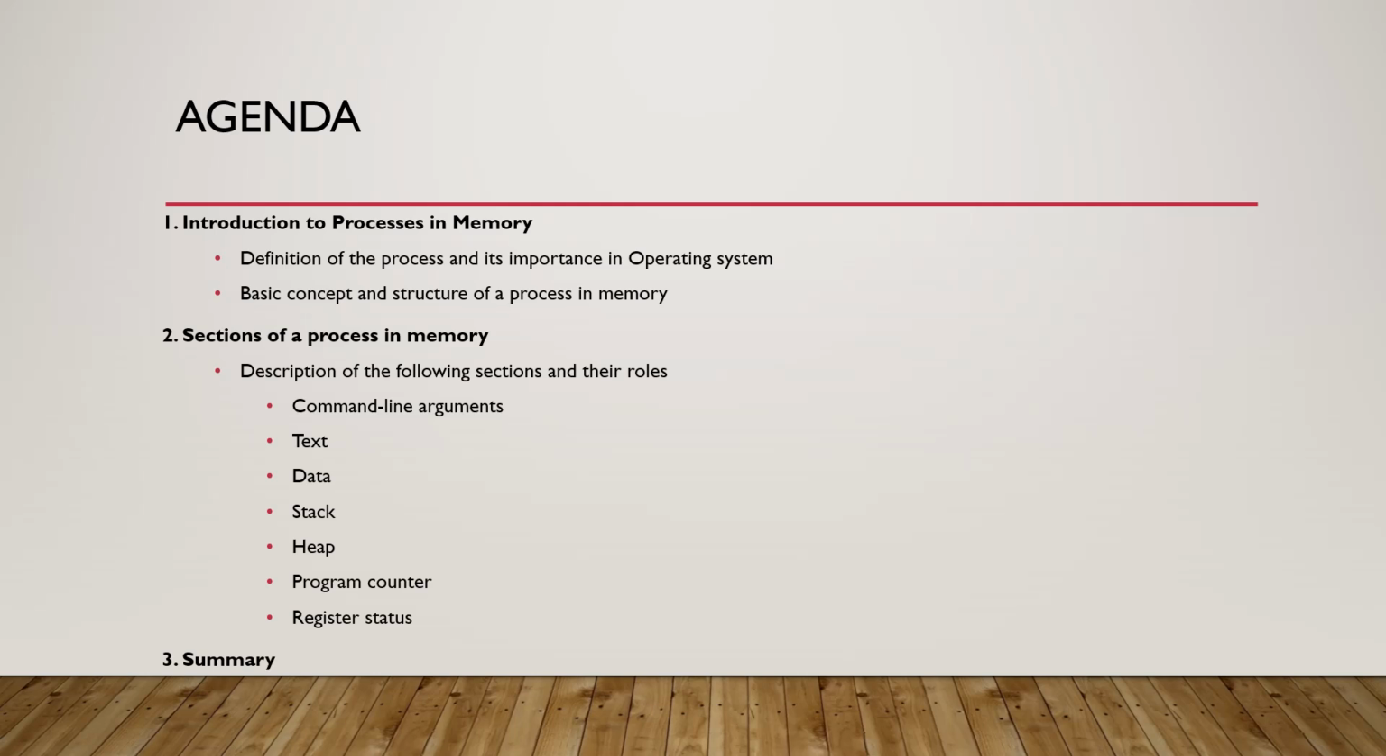What's on our agenda? In our agenda, we have introduction to processes in memory and sections of process in memory. Under each of these two sections, we have definition of the process and its importance in operating system, basic concept and structure of a process in memory. Under the second section, we have description of the sections and their roles. And then we have finally summary.